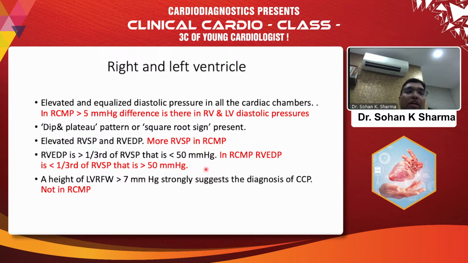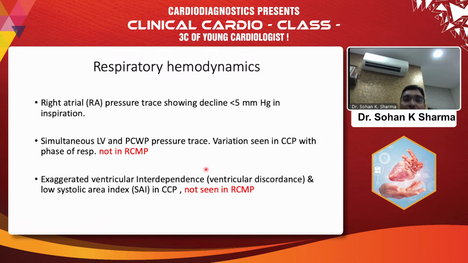In the right and left ventricle, there is elevated and equalized diastolic pressure in all the cardiac chambers. In RCMP, more than 5 mm difference is there, but in CCP it is not there. Dip and plateau and square root sign. Elevated RV systolic and diastolic pressure, more in RCMP. RVDP is more than 1/3 of the RVSP, but it is less than 50 mm mercury in the case of CCP. In RCMP, RVDP is less than 1/3 of the RVSP, but RVSP is more than 50 mm mercury. And height of LV rapid filling wave, if it is more than 7 mm, strongly suggests the diagnosis of constrictive pericarditis. If it's less than that, then it is in favor of RCMP.